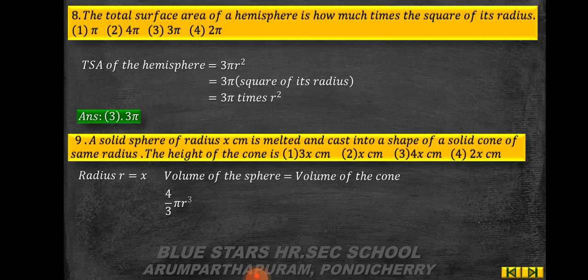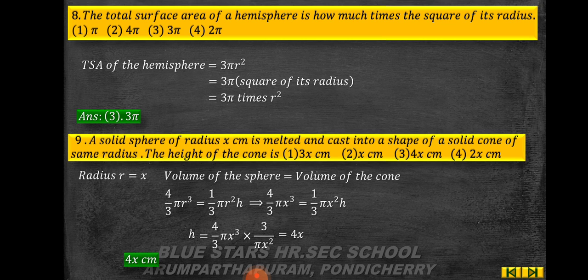Volume of a sphere is 4 by 3 pi r cube, which is equal to the volume of the cone, 1 by 3 pi r square h. This implies 4 by 3 pi x cube is equal to 1 by 3 pi x square h. So h is equal to 4 by 3 pi x cube into 3 by pi x square, which is equal to 4x, because pi gets cancelled, x square gets cancelled leaving x, then 3 gets cancelled, and you get 4x. So the correct option is option 3 and the answer is 4x centimeter.